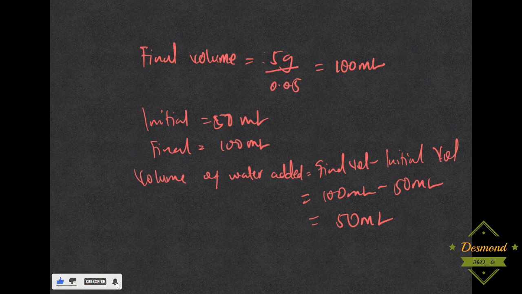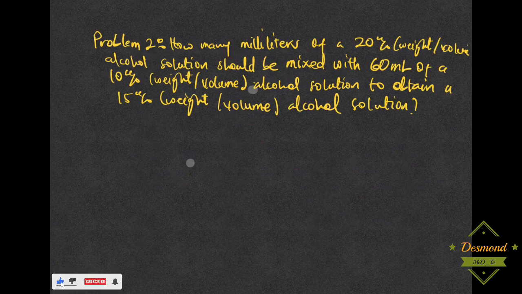Now, our next problem: we are going to look at how to mix solutions of different concentrations to achieve a desired final concentration. So we have: how many milliliters of 20% weight/volume alcohol solution should be mixed with 60 ml of a 10% weight/volume alcohol solution to obtain a 15% weight/volume alcohol solution?